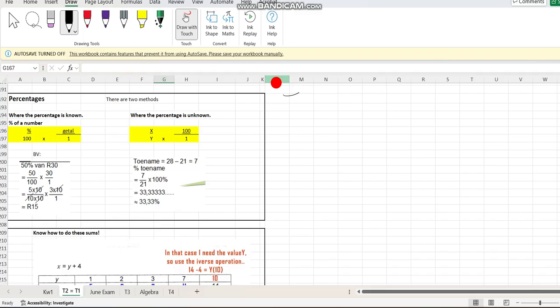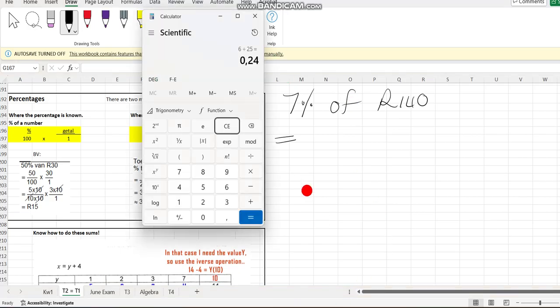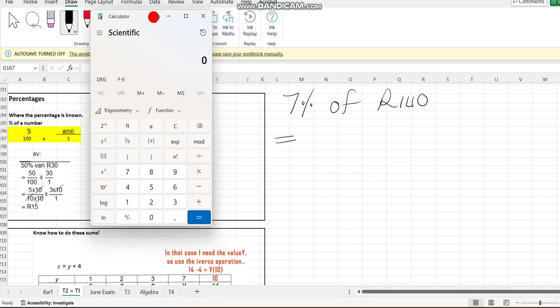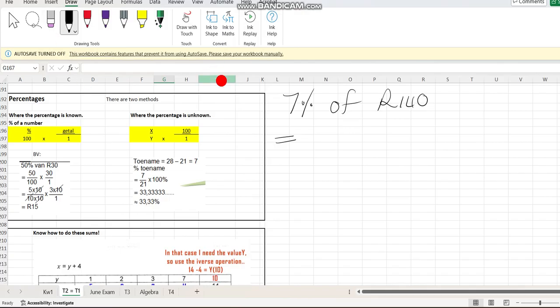Kursi has 7% of 140 Rand. What did he get out of that 140? So you then take your calculator. Okay, well, first let's just write down the sum first.